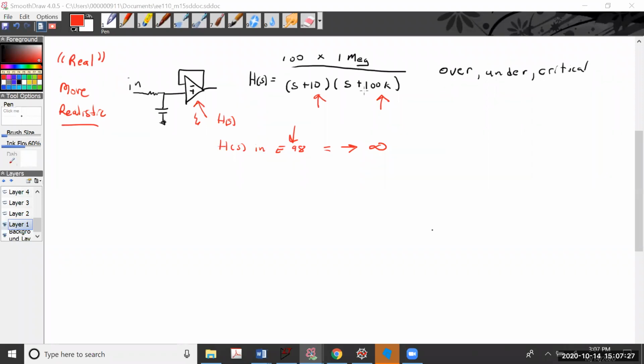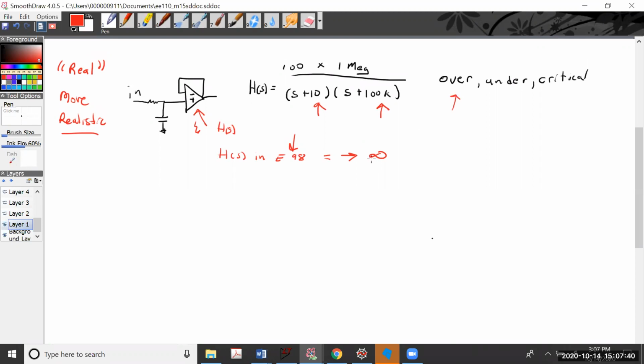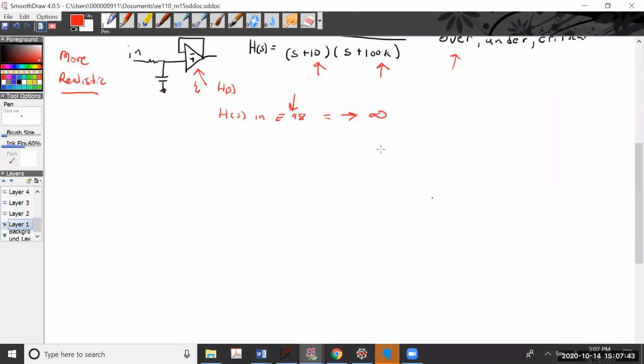All right, so we have an op-amp. We have two real poles. And so actually the op-amp itself is overdamped. You might not have seen it in this format in 98, but that's okay. You'll recognize the structure of it.